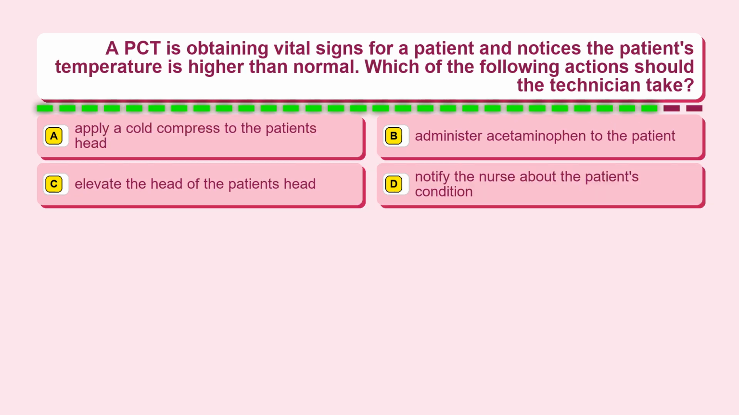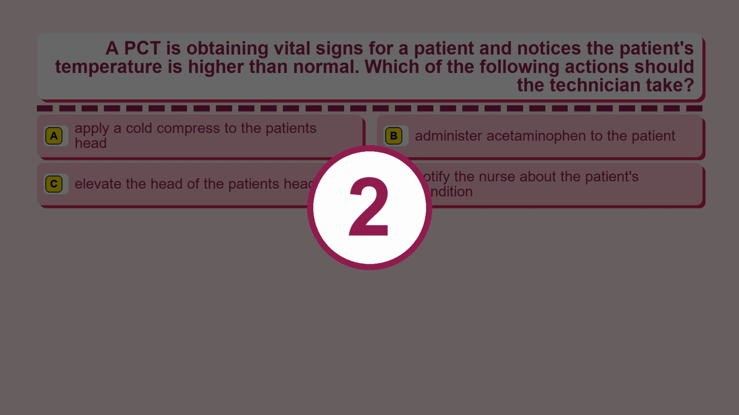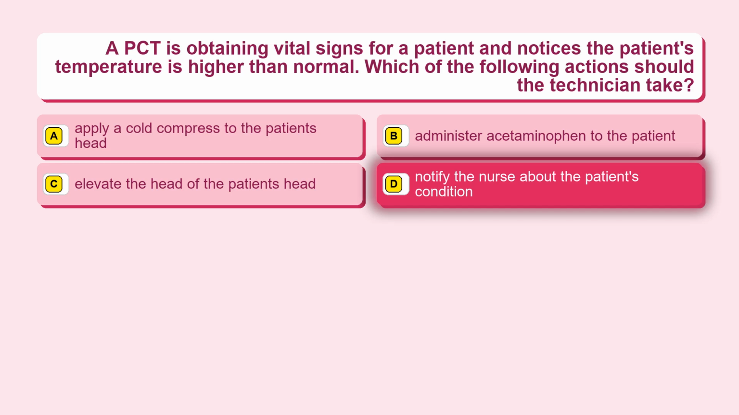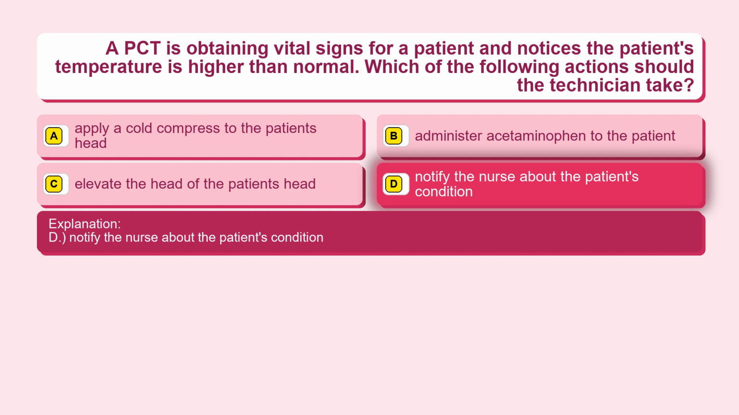Question 9. A PCT is obtaining vital signs for a patient and notices the patient's temperature is higher than normal. Which of the following actions should the technician take? Option A. Apply a cold compress to the patient's head. Option B. Administer acetaminophen to the patient. Option C. Elevate the head of the patient's bed. Option D. Notify the nurse about the patient's condition. The correct answer is option D. Notify the nurse about the patient's condition.